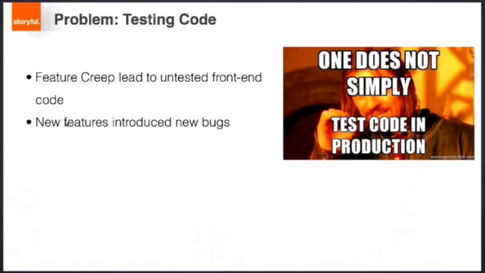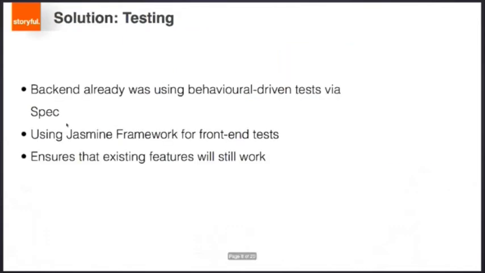So then, testing the code. You all probably know this. For us, we move in a quite fast-paced environment, and we have a lot of features to plow through, and the thing which goes down the gutter is the code quality, and it's not tested. So I know that he's right. One does not simply test code in production. So we started recently, because all our backend is written in Ruby on Rails, and we use behavior-driven tests there via RSpec, for example.